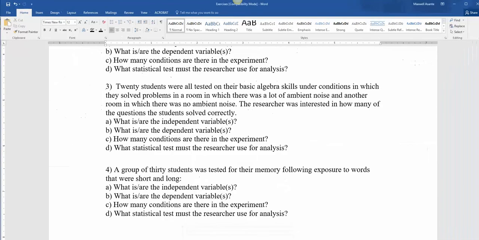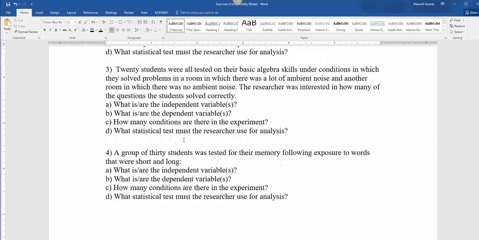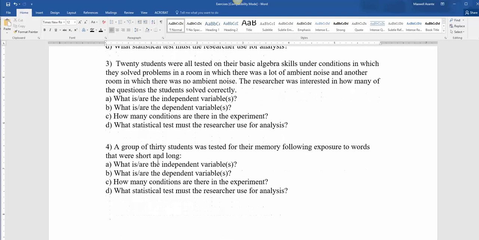Let's go now to the last question. The last question says, a group of 30 students was tested for their memory following exposure to words that were short and long. A group, again, it tells you a group, that is, we are talking of one group of 30 students. It's the same as 20 students were all tested. So that is a dead giveaway as to what we are looking at.